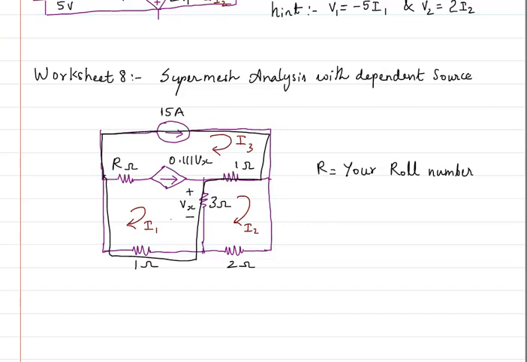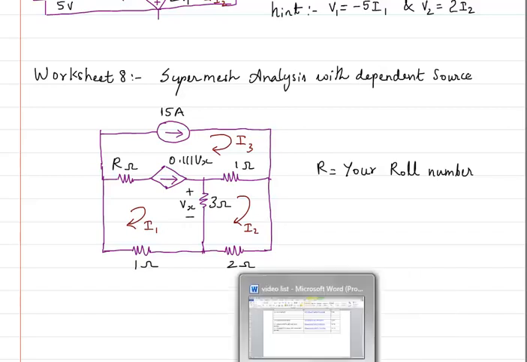Three unknowns are there: I1, I2, I3, out of which I3 can be directly said to be 15 amps. That we all know why. If we are directly able to say that, then the only unknowns are going to be I1 and I2. So we require two equations. Keep that in mind.